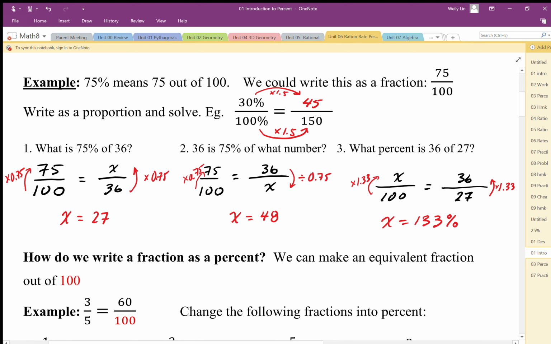Now feel free to use that if you are very clear on how to use it. However, we always still need to be able to set up these proportional equations and understand how to get a multiplier and the directionality of that multiplication.